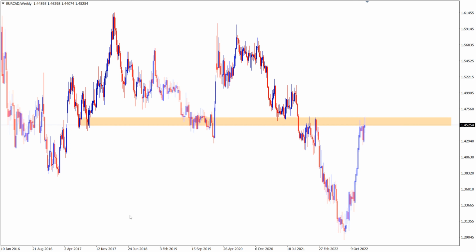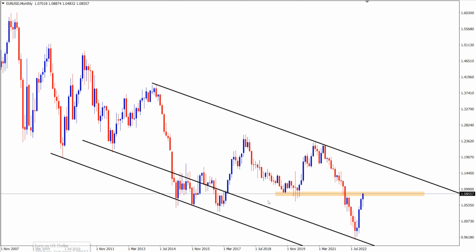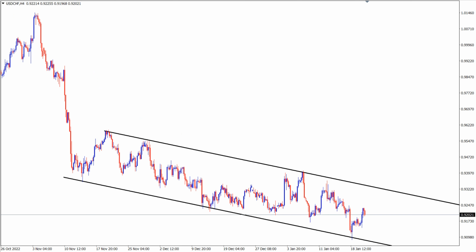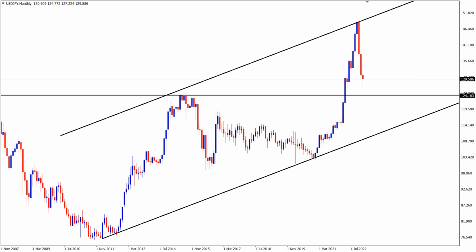So if you look at all the time frames, all the currency pairs, or all the assets, you know that the market tried to move up from the major resistance or support zones. So if you look at Euro USD, USD Swiss franc, it starts to move down, and USD Japanese yen, it keeps falling down.